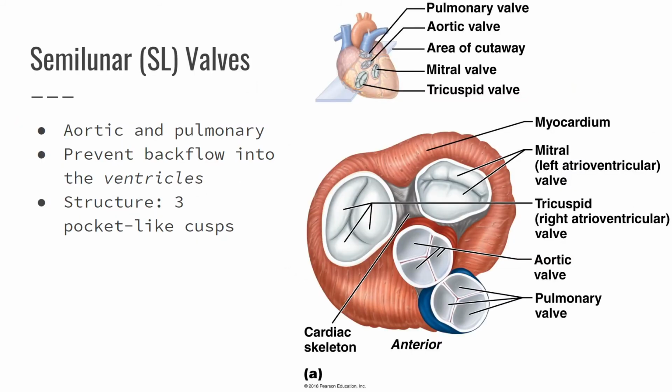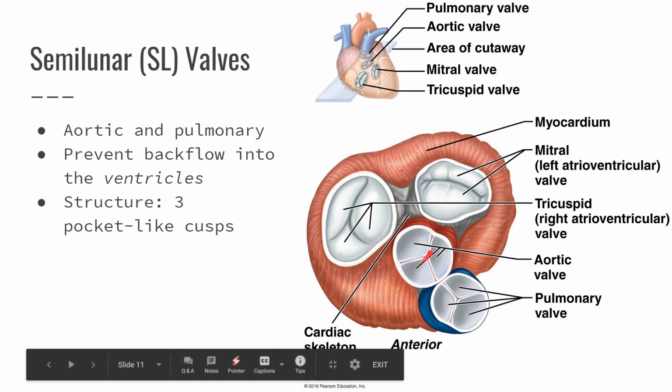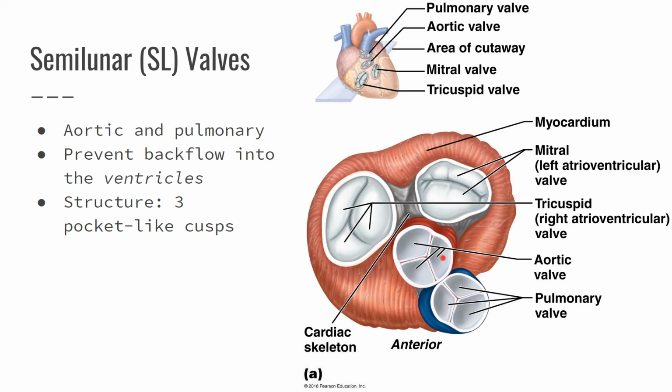The other two valves are the semilunar valves, and they don't have chordae tendineae. They're called semilunar because their little leaflets are supposed to look like crescent moons. Like that right there is supposed to be a crescent moon, that's a crescent moon. Yeah, I don't really see it, but I'm not the person who named them. And these are going to separate the ventricles from the arteries they go into. So this is preventing backflow into the ventricles.